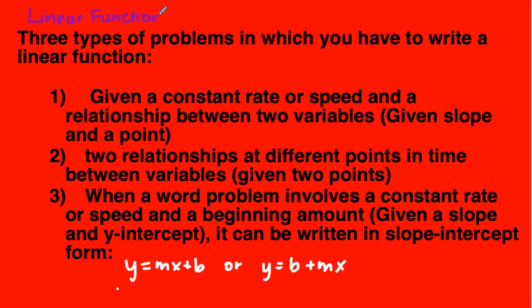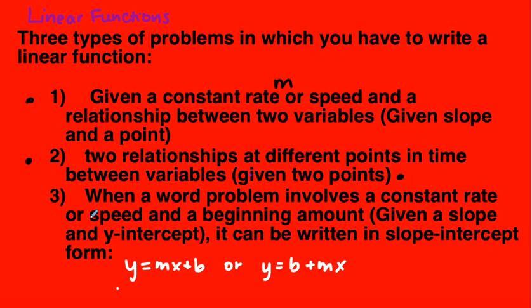Now there's going to be 3 types of problems that I'm looking at today. One that involves like a constant rate or speed, so one that you're given a slope, and a relationship between two variables. So you're really given a slope, but you're also given a point. When it says a relationship between two variables, you're going to have to turn those variables into points. You could also be given 2 relationships at different points in time between variables. That means you're going to be given 2 points.